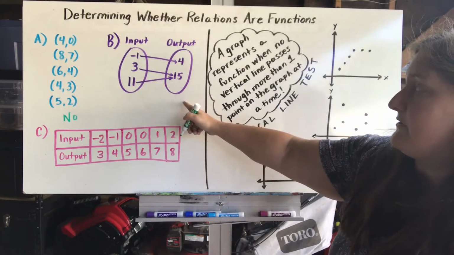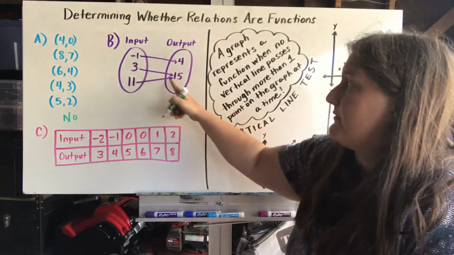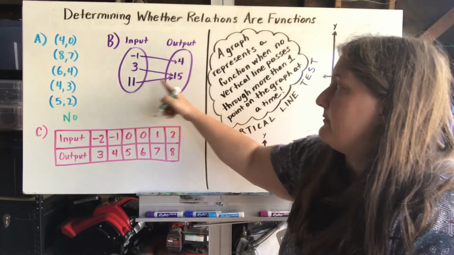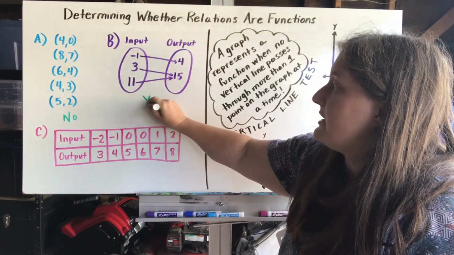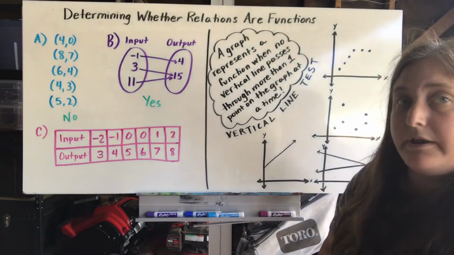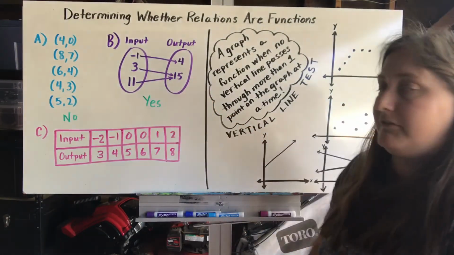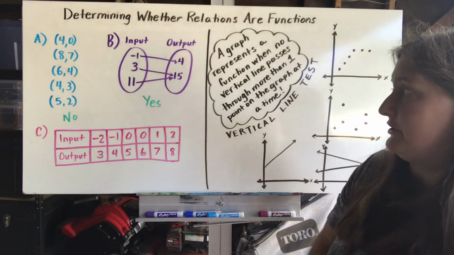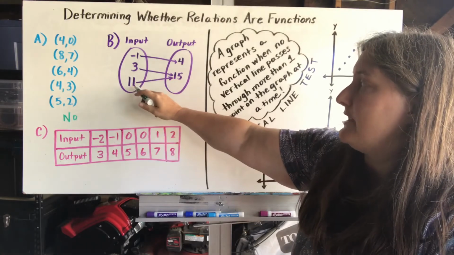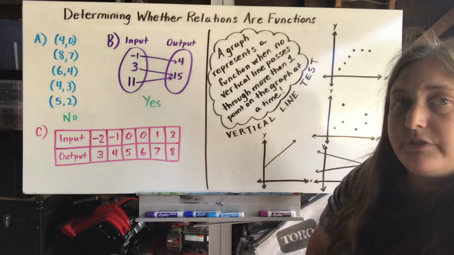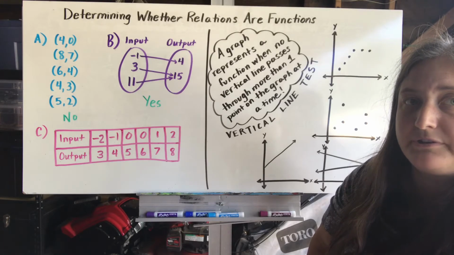Let's look at this guy. So I've got the input of -1 paired with 4, the input of 3 paired with 15, and the input of 11 paired with 15. So this guy does work as a function because every input is paired with exactly one output. Now you might be thinking, well, 3 goes to 15 and 11 goes to 15. It still fits the definition. This input of 3 only has one output. This input of 11 only has one output. It's true they share the same output, but all that matters is that each input is paired with exactly one output.